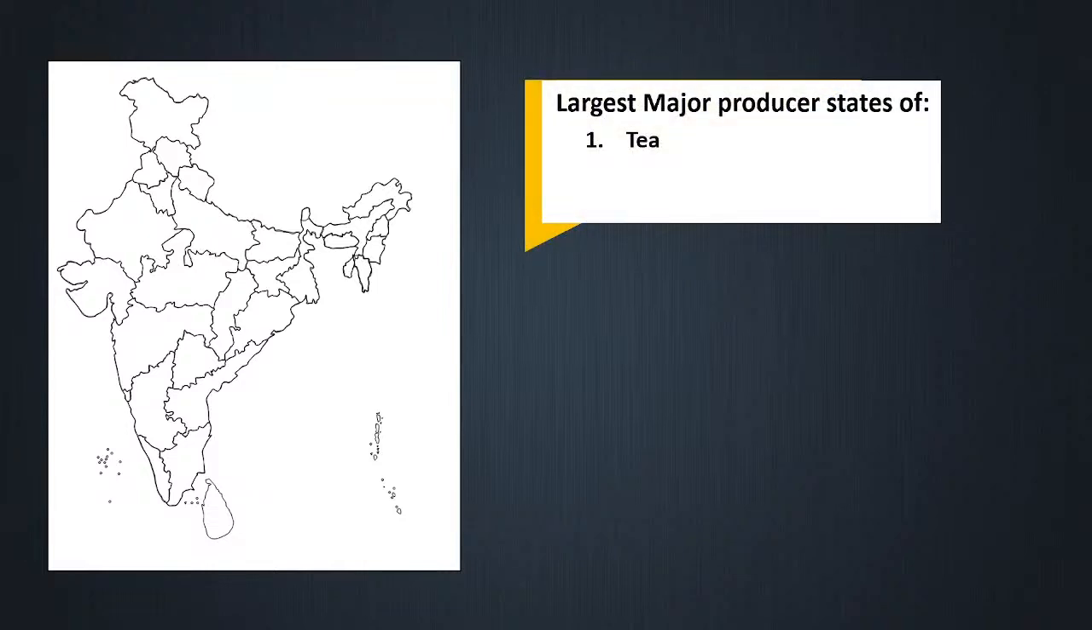Next, you have tea. Assam, major producer. Tea, you have Assam. Yes, completed. Okay. After Assam, we have coffee. Tell me which state? Karnataka.